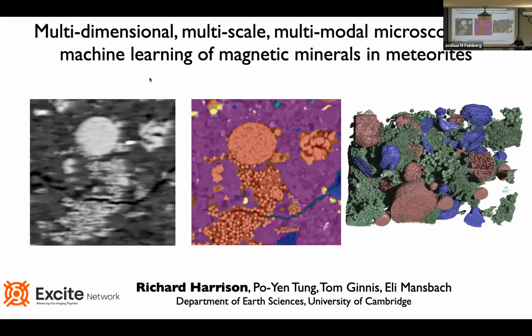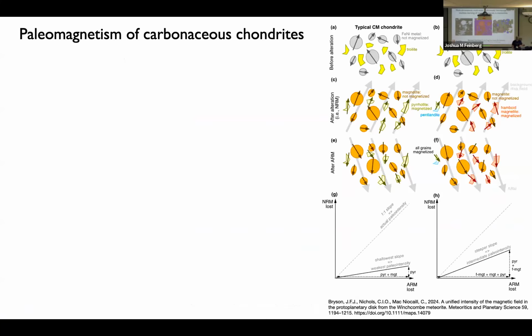I should say, funding-wise, a lot of this work has been done through what's called the Excite network, which is a European-funded network for microscopy in earth sciences. We lead a package within that network on machine learning. So a lot of what we've been doing is in that field of microscopy and machine learning.